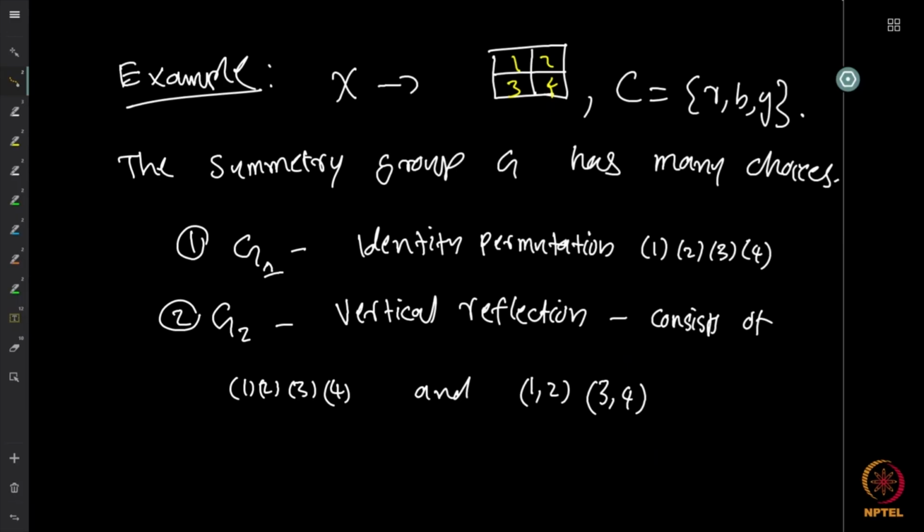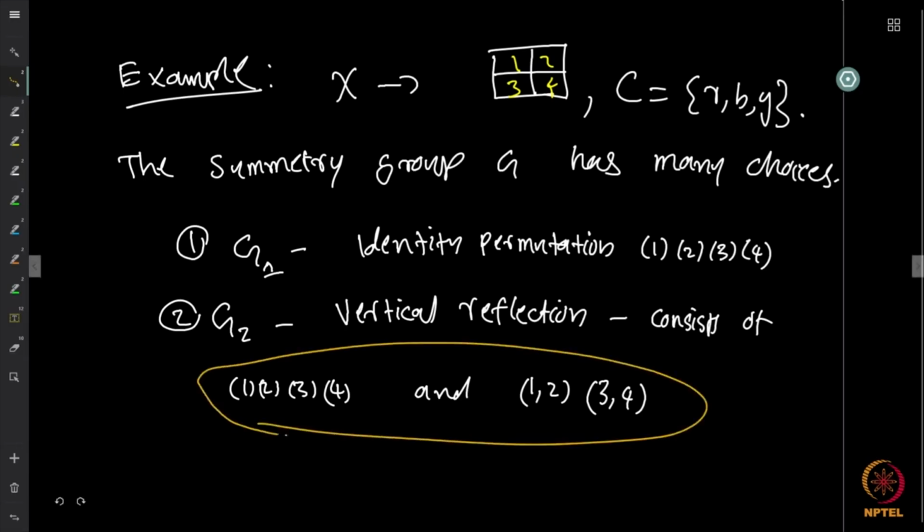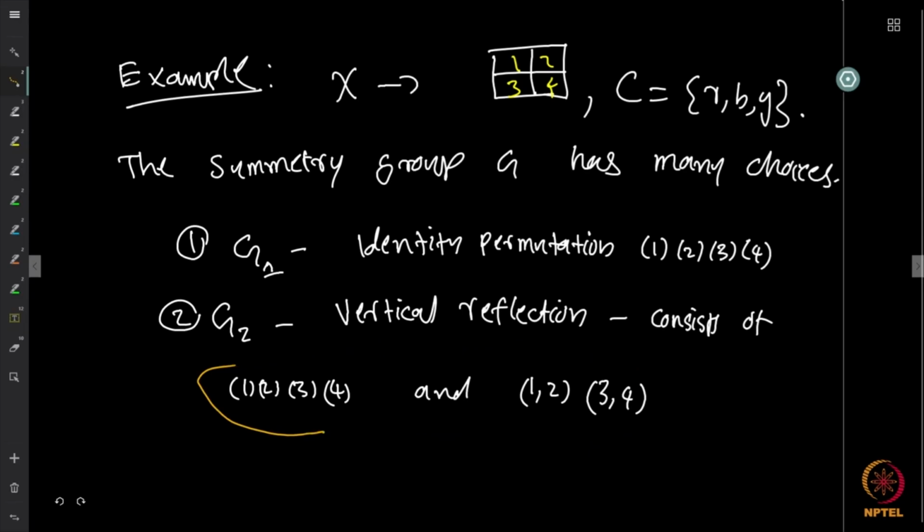Of course, the identity is always there, because a coloring is equivalent to itself. So therefore, G2 consists of these two permutations, the identity on 1, 2, 3, 4 and the reflection. So these two permutations form another subgroup with just two elements.